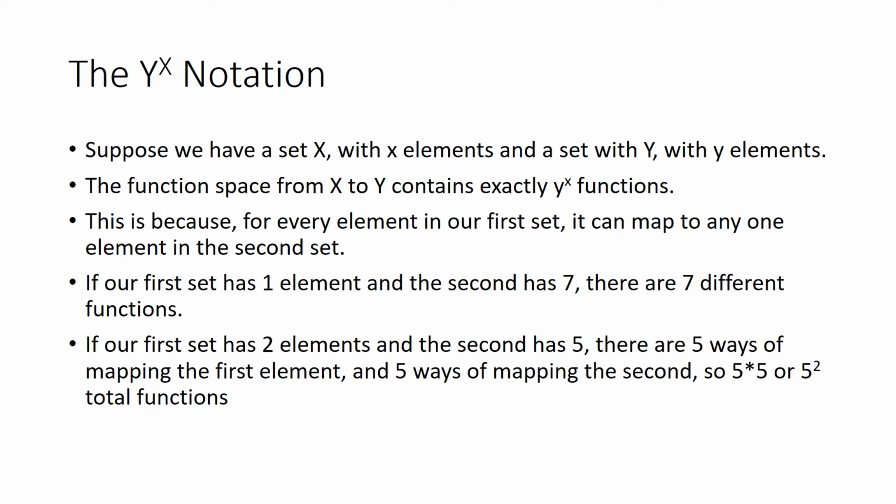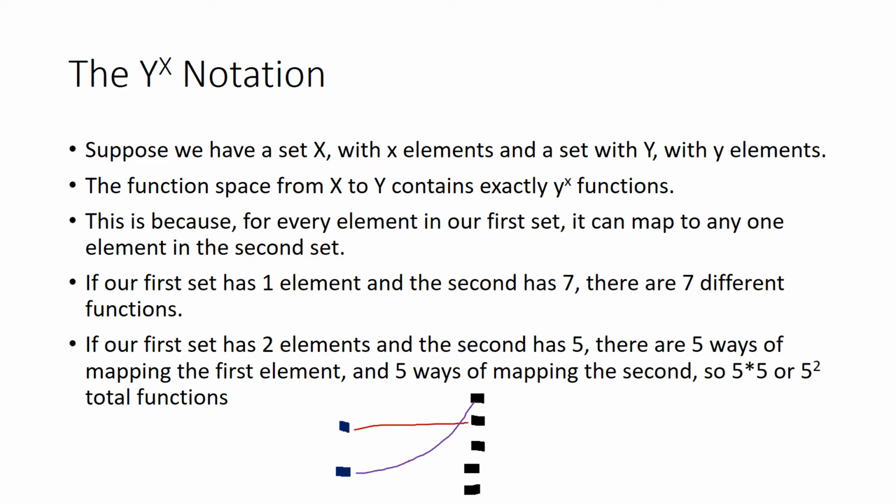And now if our first set has, say, 2 elements and the second has 5, so we have 2 elements and 5 elements, then there's 5 ways of mapping the first element and 5 ways of mapping the second. So the first element, for example, could go here. And the second element could, for example, go here. Now there's exactly 5 ways of mapping the first element. It can go to any one of the second elements. And there's exactly 5 ways of mapping the second. And they're completely independent from each other.